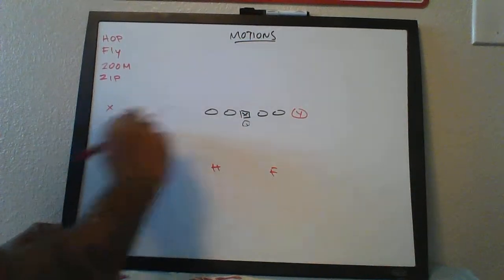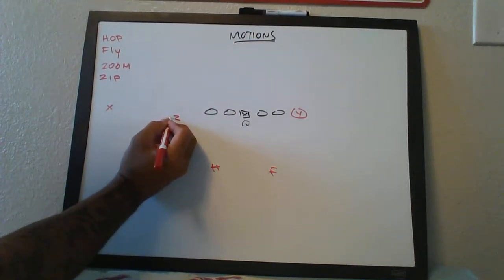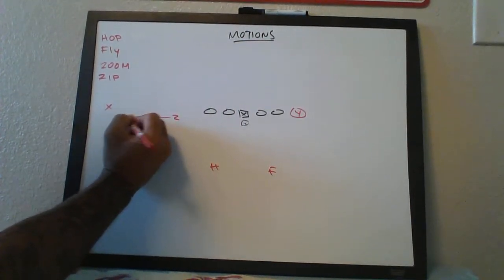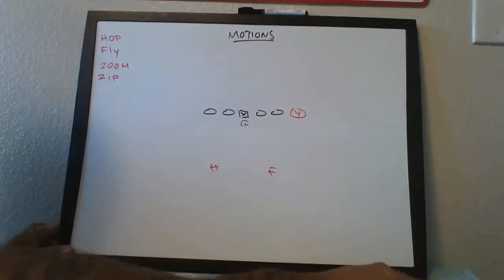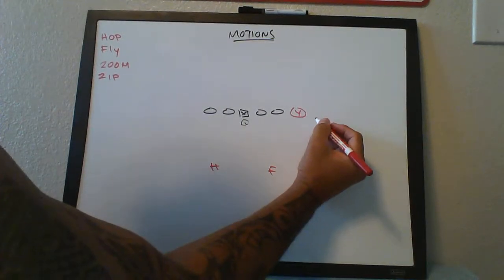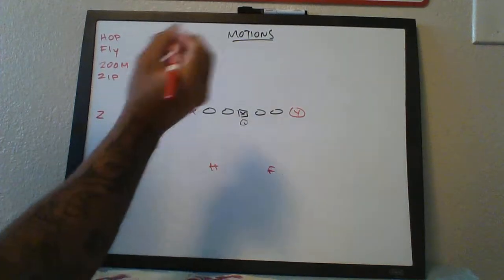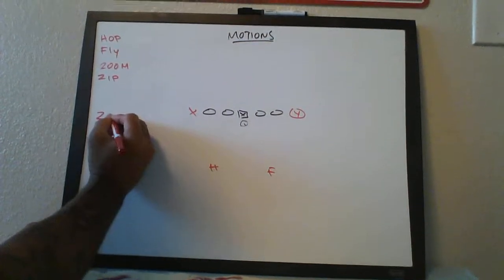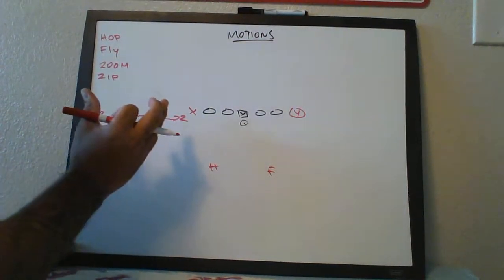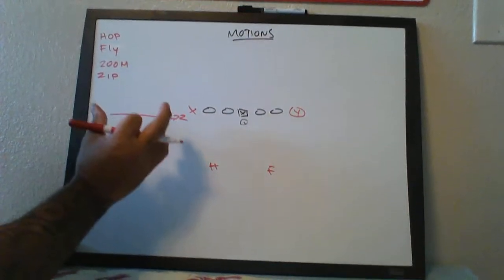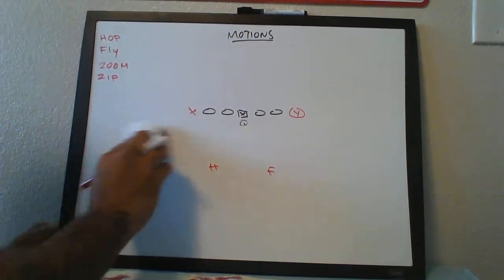We could have him in a slot. Slot right, zip left, so that we end up with two receivers on each other. We could do a red right tight, zip right. So he goes into this formation and ends up right here. So again, the zip is just a very short Z motion. It starts off in the formation and ends up in a different alignment.